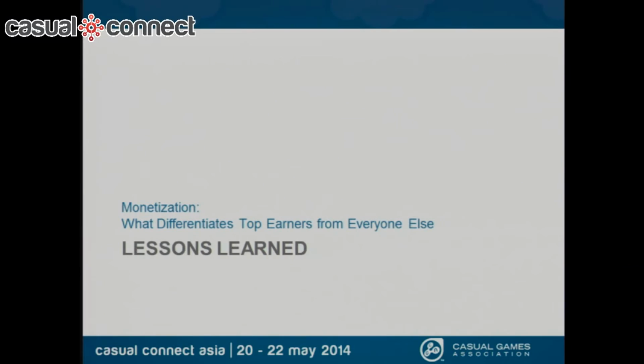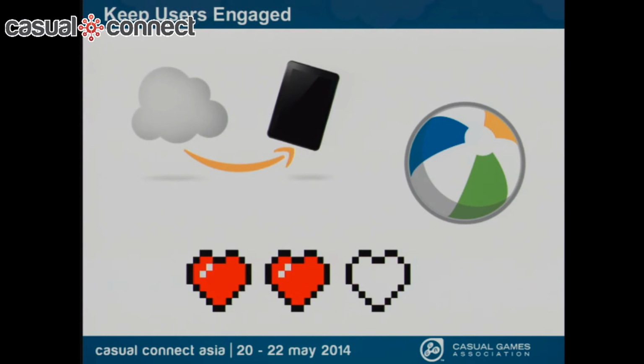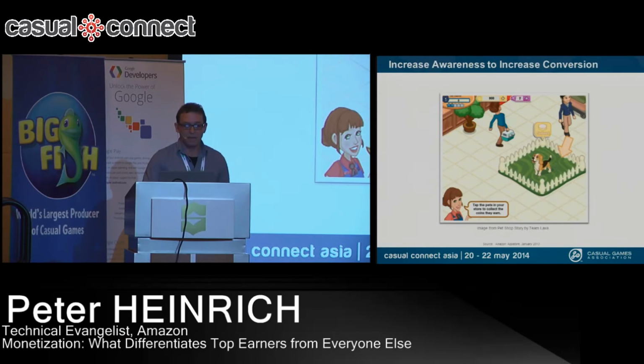So there were a couple lessons we learned from this. Primarily, I don't think this is news to anyone, keep users engaged. You can use services like Game Circle, of course, because that's from Amazon. I have to talk about it. You can give some kind of player love. You can give direct device notifications to encourage them to come back.